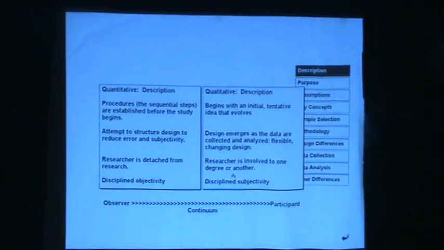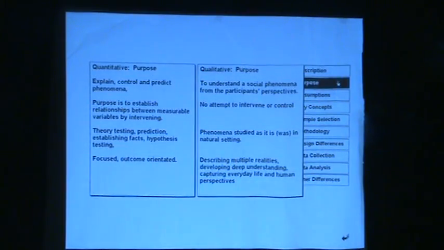So, of course, become part of the river. That's the qualitative methodology. You can't understand behavior unless you are part of that behavior, whereas the quantitative research says that you must be removed and you must control. So let's take a look at the purpose of both kinds.